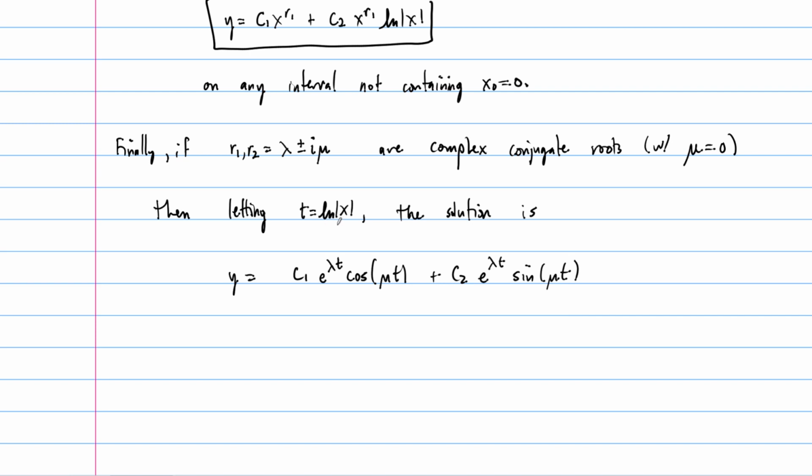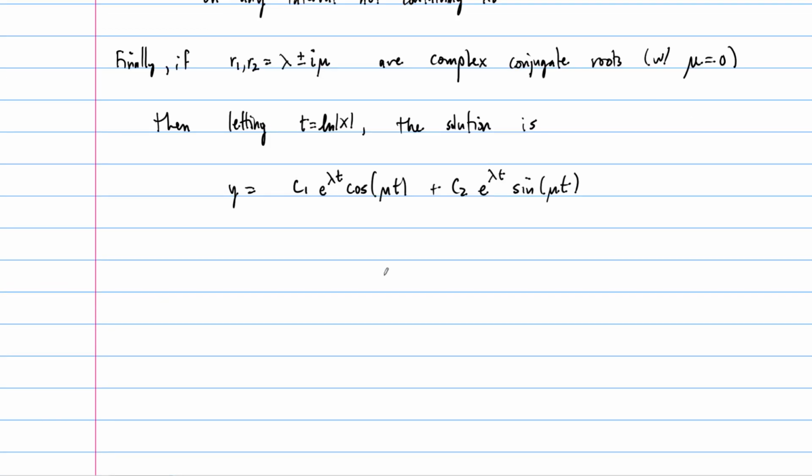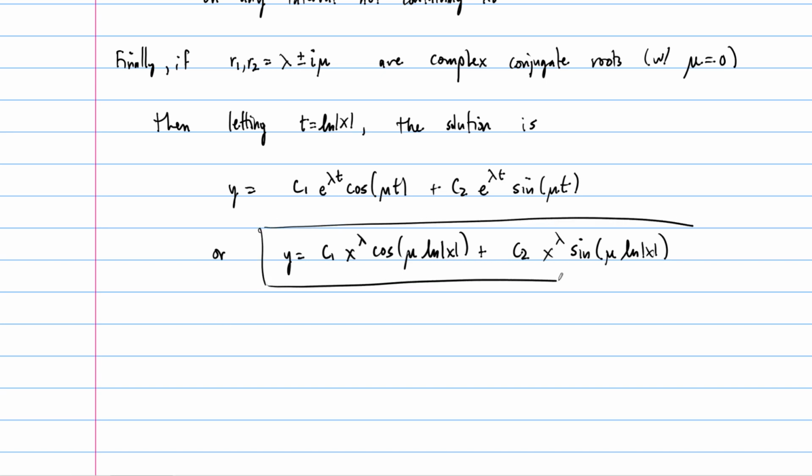All right, but again, we want to get this in terms of the x value, right? So we need to plug back in this natural log of x where the t is. For the exponential terms, that's going to leave us with x to the power lambda. And the cosine terms, we just have to plug this natural log x inside of the cosine function where the t is. All right, so finally our general solution here is going to be c1 x to the power lambda times cosine of mu times the natural log of x plus c2 x to the power lambda times sine of mu times the natural log of the absolute value of x. All right, and once again, this is valid on any interval that does not contain the origin.